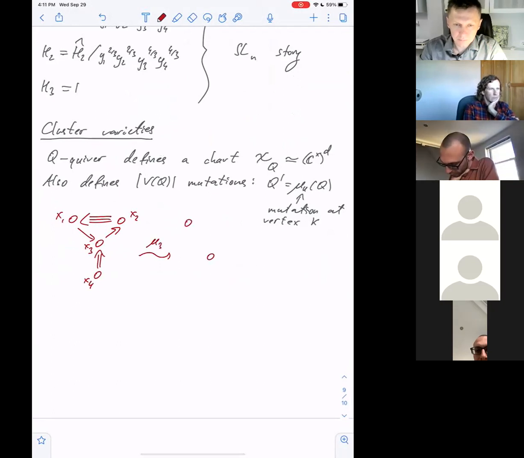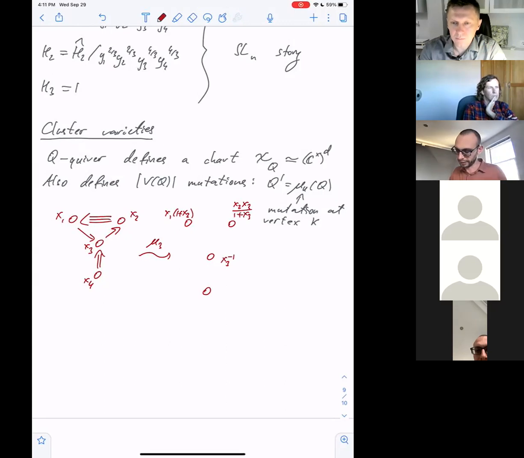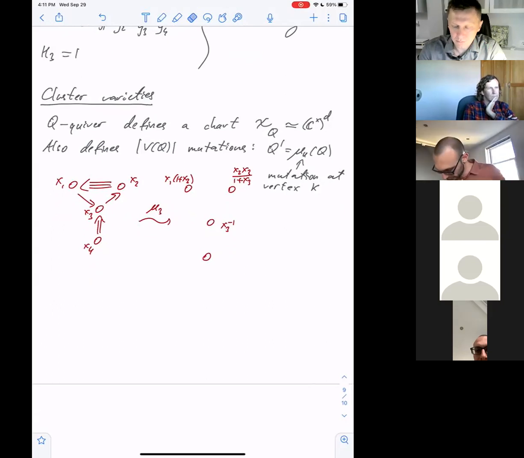And well, if you look at how the variables should change, the variable we mutate at just becomes x3 inverse. Now, if there was an arrow pointing to x3, then this becomes x1 times 1 plus x3. If x3 was pointing to something, this becomes x2 x3 over 1 plus x3. Right, but here we have this additional wrinkle that we also have a double arrow pointing to x3. That's not a problem. You just multiply by 1 plus x3 squared. So that becomes x4 times 1 plus x3 squared.